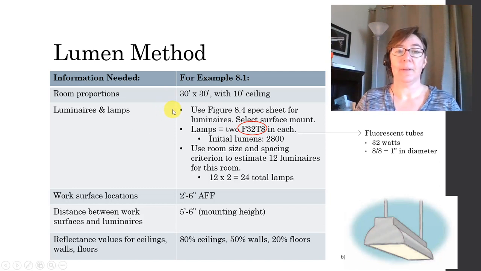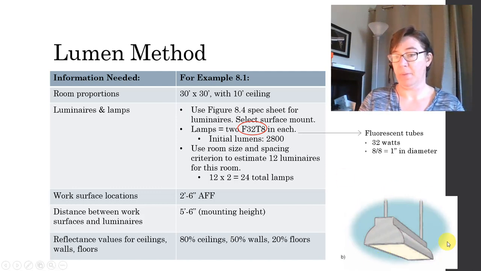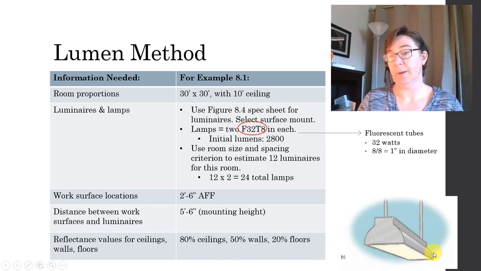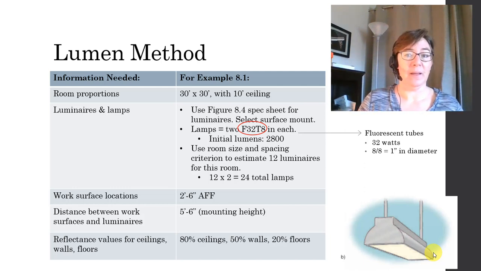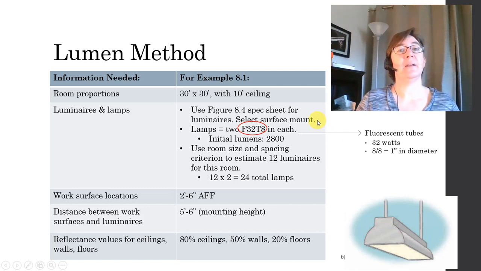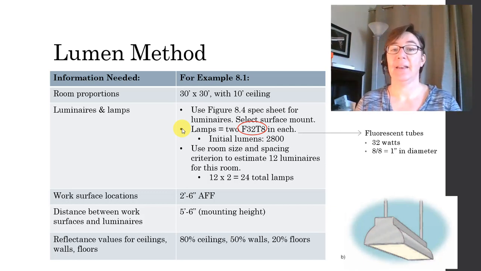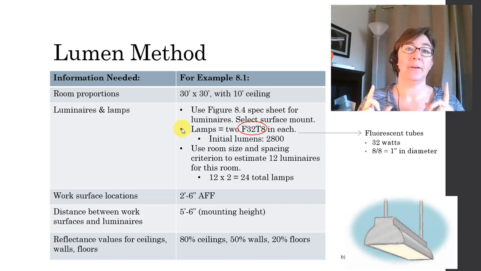The luminaires and lamps in the room, we're going to use the figure 8.4 spec sheet for the luminaires, and you can remember that this is a picture of that luminaire, or at least an illustration of it. For this particular location, they're not going to use the pendant mount as is shown here. They're going to select the surface mount. For lamps in those luminaires, the designer has chosen two F32 T8s in each luminaire. So each luminaire takes two of these fluorescent tubes.